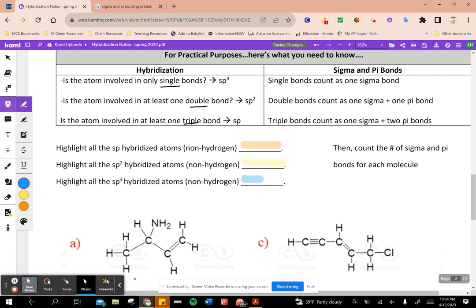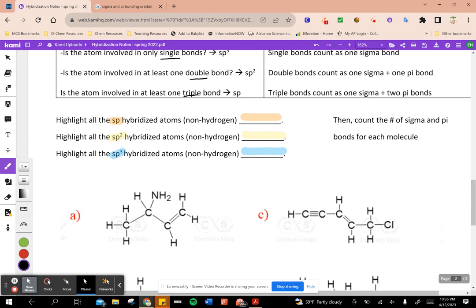All right, so we'll go ahead and assign some colors here. We'll make our sp atoms orange, if you want to go ahead and pull out your orange highlighter. We'll do sp2 atoms in yellow. And then we'll do sp3 atoms in blue today. Now, you'll notice that I've left a note in parentheses here that says do it for non-hydrogen atoms. So we're going to be doing it for things other than H's, like carbons, nitrogens, oxygens, and things like that.